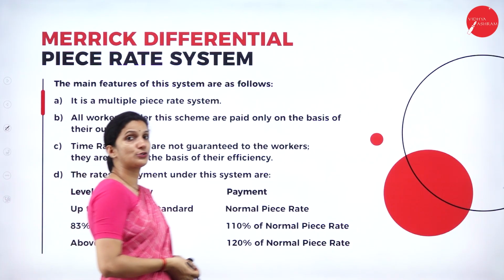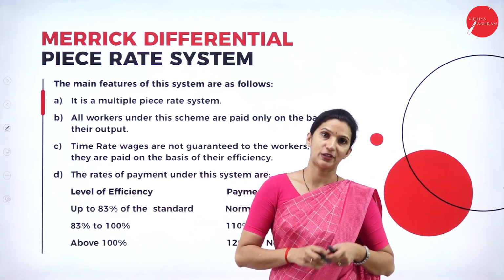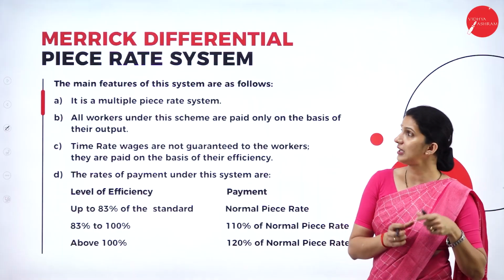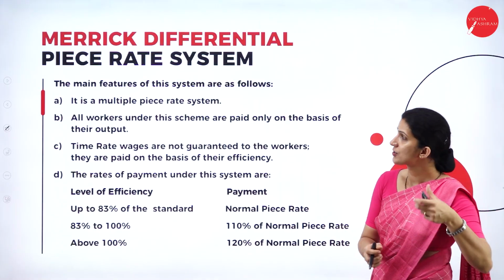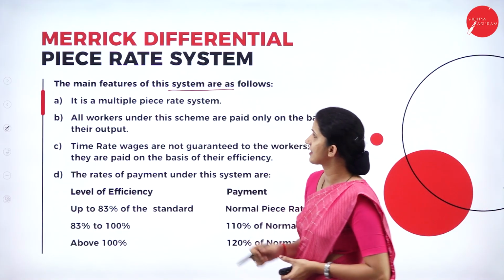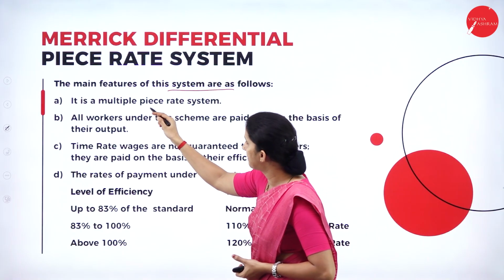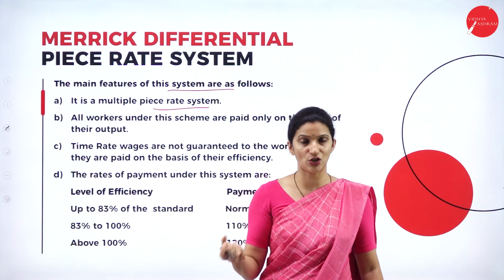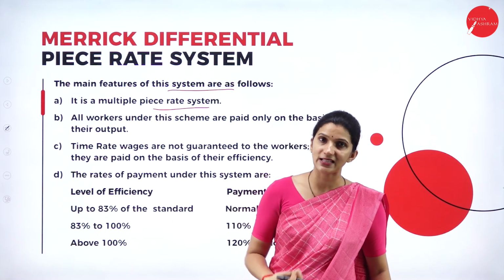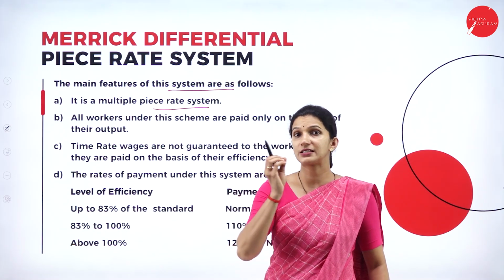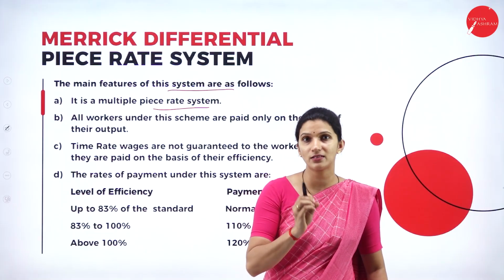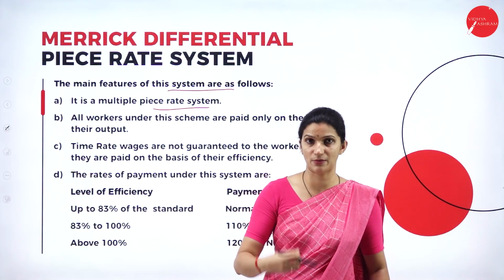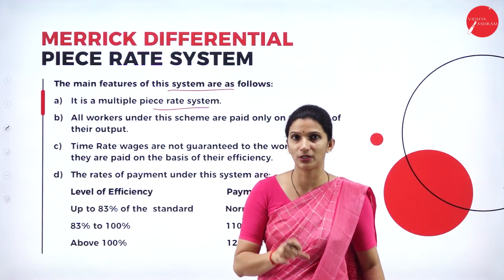Then we'll move on to another method of differential piece rate system. Here we have the Merrick differential piece rate system. The main features of the system are as follows. It is a multiple piece rate system. That means, based on the standard of efficiency of the worker, different rates are given. Multiple standards are fixed and multiple piece rates are fixed based on the standard of efficiency of the worker.